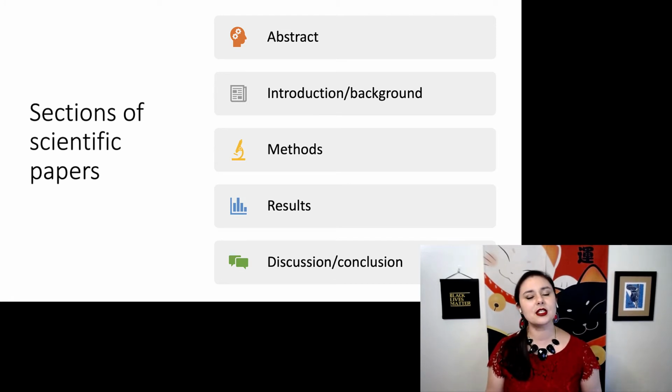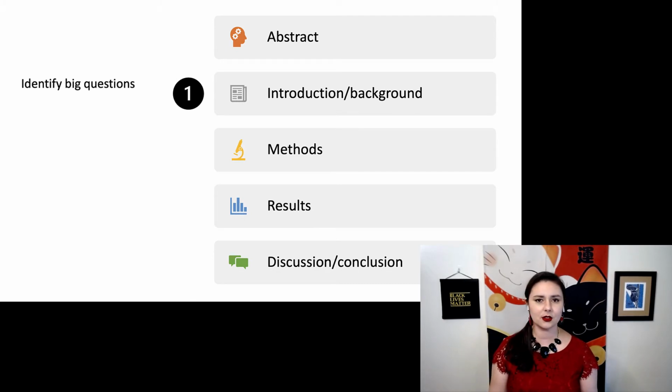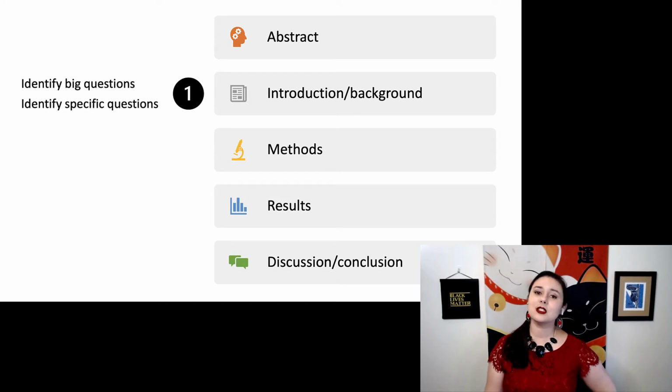But even though this is the order by which it's presented, you might want to read it in a slightly different order. I recommend start here. Start with the introduction or the background of the paper. The first thing you want to do, see if you can identify the big questions. What is this field trying to answer in the first place? And then, what are the specific questions of this paper? Is there a specific thing it's trying to address?